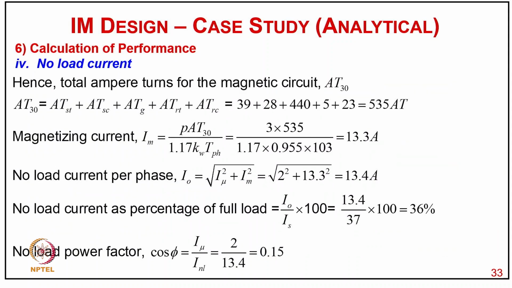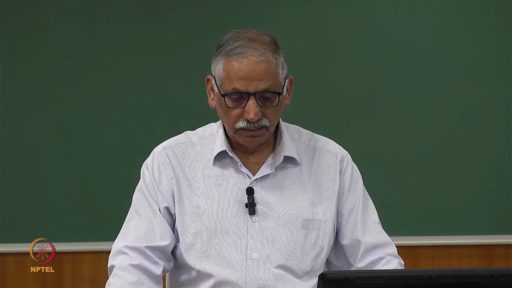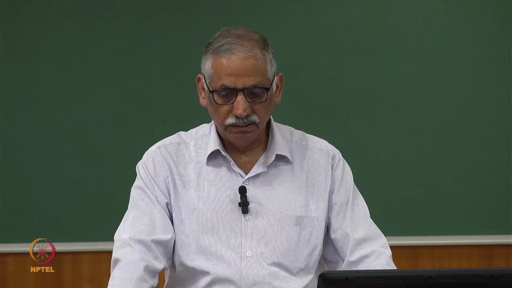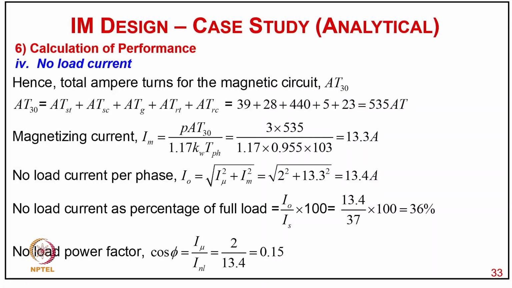Now since there are 5 parts in the magnetic circuit, the total ampere turns of the magnetic circuit will be stator teeth MMF ATST, MMF required for stator core ATSC, air gap MMF ATG, MMF required for rotor teeth ATRT, and MMF required for rotor core ATRC. Putting all these values, 39 plus 28 plus 440 plus 5 plus 23, it comes to 535 ampere turns.